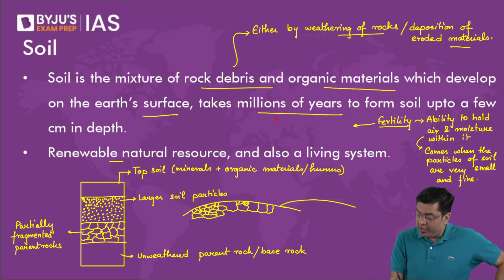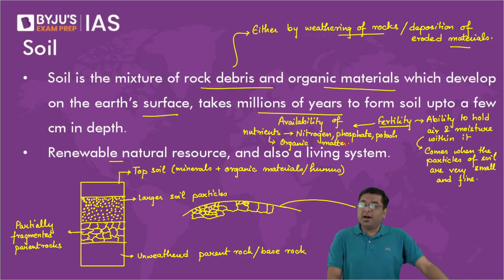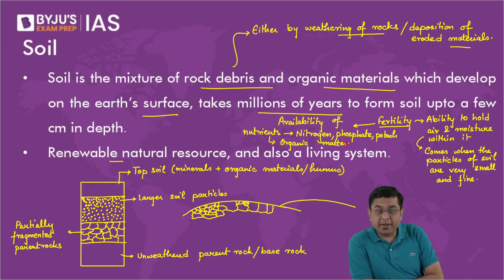So availability of nutrients such as nitrogen, phosphorus or phosphate, and potash, along with availability of organic matter. Okay. So these are your basic requirements for a soil to be turning fertile.